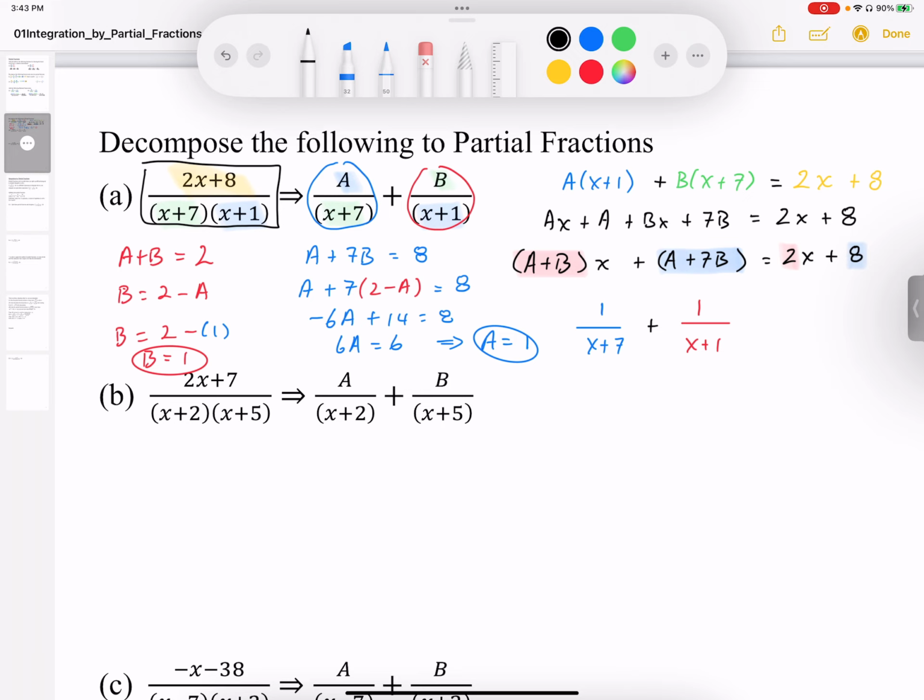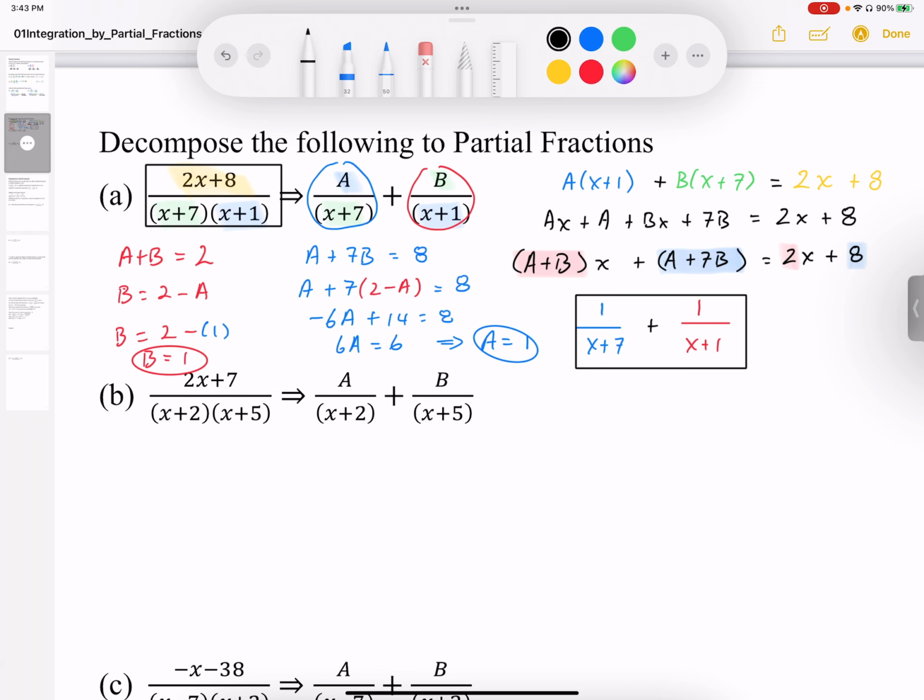So now I've decomposed my original fraction here, with the factors x plus 7 and x plus 1 in the denominator, into this partial fraction, which is breaking down, undoing that addition that we had before. So we went from our added fraction of 2x plus 8 over the common denominator into separate fractions using each of those denominators.